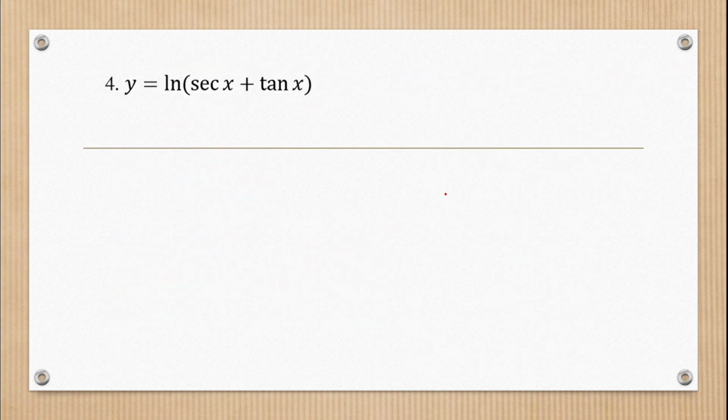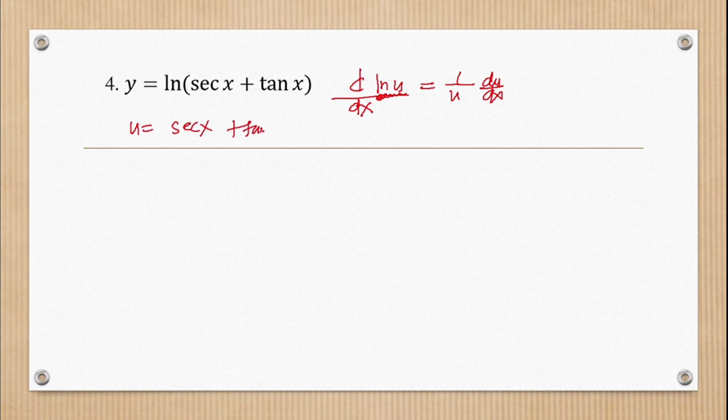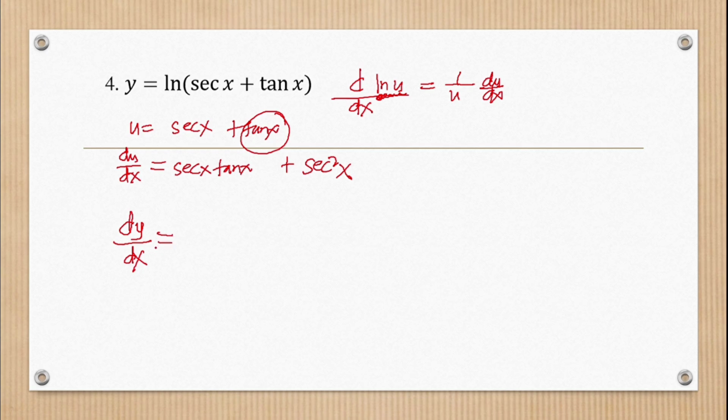All right, we are now in number 4. So number 4 is y is equal to ln of sec x plus tan x. So the first thing that we're going to have is the derivative of ln u over dx, rather, is equal to 1 over u du over dx. All right, so we have here our u is equal to sec x plus tan x. Therefore, du over dx is equal to sec x tan x plus the derivative of tan x, which is sec squared x. All right. So therefore, we have dy with respect to x is equal to 1 over u times du over dx.